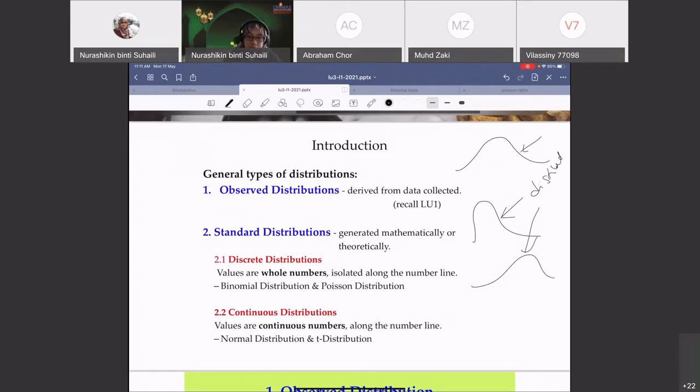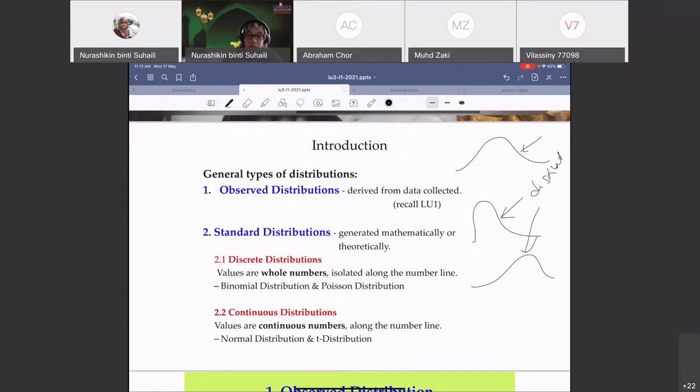Distribution means the overview of the whole data. It can be categorized as observed distribution and standard distribution. Observed distribution, as the term implies, is something that we observe, where we don't do any sort of standardization. Standard distribution, on the other hand, is something that we generate, where we refer to something in order to get some sort of interpretation.